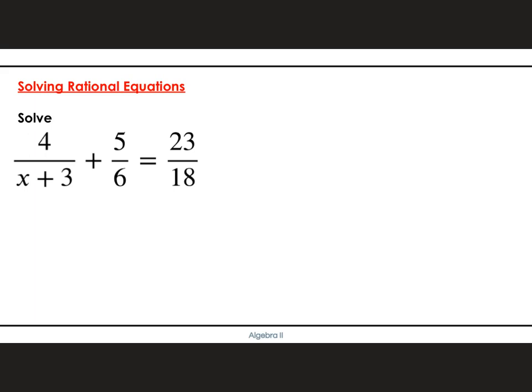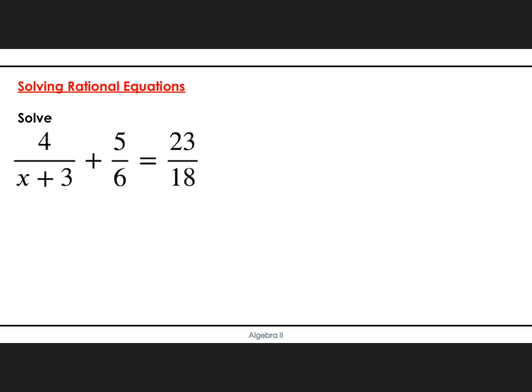Solving rational equations is to use the least common multiple or the least common denominator in order to essentially get rid of your fraction so that you can just write the equation. So that's what we're going to do in these problems. So my first problem is 4 over x plus 3 plus 5 over 6 is equal to 23 over 18.